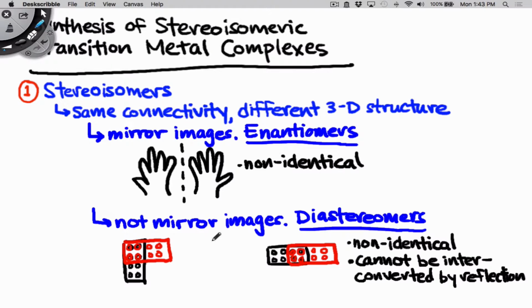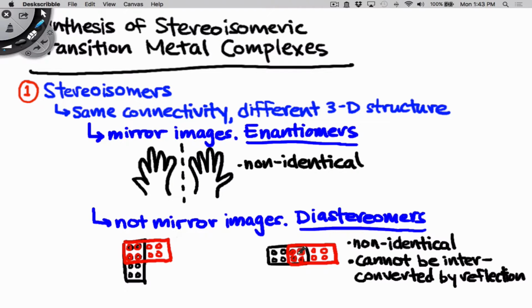If we imagine putting a mirror between these two structures, for example, if we reflect the left-hand structure through a mirror, we're going to end up with something that still has this 90-degree angle. And likewise, with this structure, we're still going to end up with a 180-degree angle, and so these cannot be interconverted by reflection. In this experiment, we're going to synthesize a pair of enantiomers in one reaction and a pair of diastereomers in another reaction.